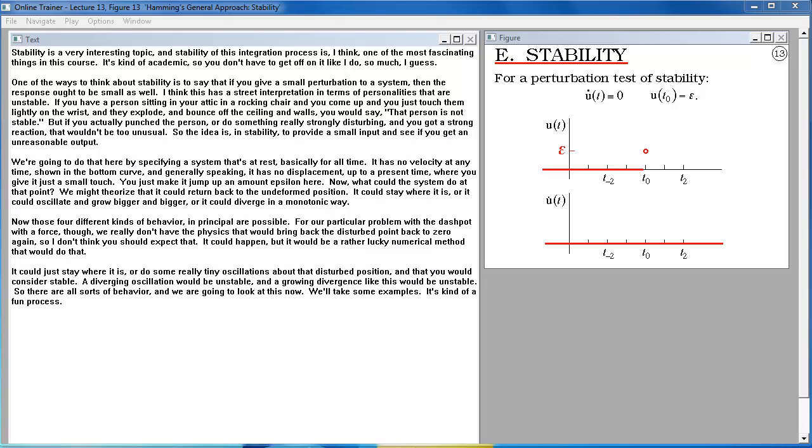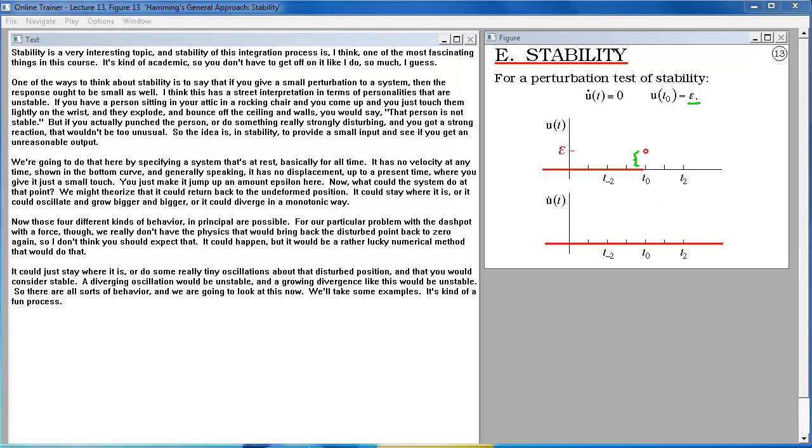So the idea in stability is to provide a small input and see if you get an unreasonable output. We're going to do that here by specifying a system that's at rest basically for all times. It has no velocity at any time shown in the bottom curve, and generally speaking it has no displacement up to a present time where suddenly you just give it a small touch and you just make it jump up an amount epsilon here. Now, what could the system do at that point?